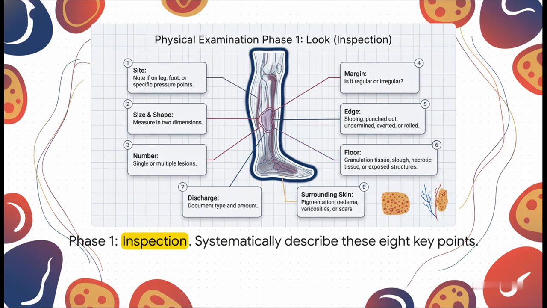You'll start with the precise site. Then, its size and shape. How many ulcers are there? Describe the margin. Then the all-important edge type. After that, look at the floor of the ulcer. What is it covered with? Healthy granulation tissue or unhealthy slough? Note the type of discharge. And finally, you must look at the surrounding skin for things like pigmentation, swelling, or varicose veins.